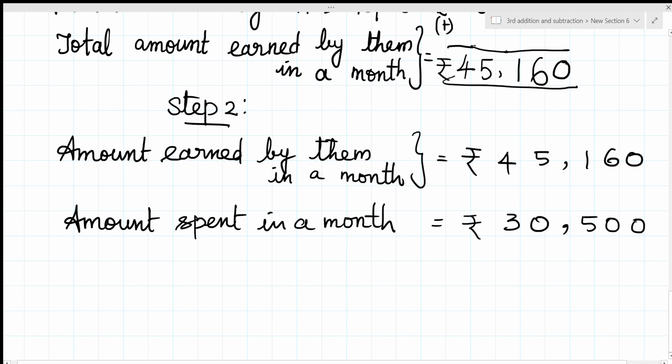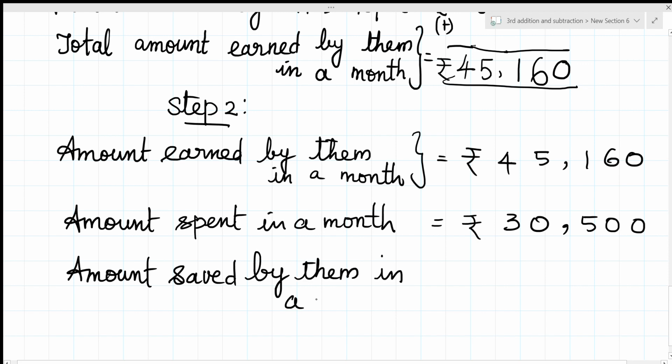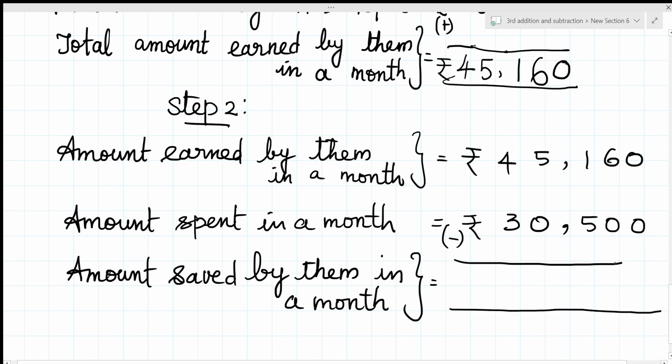And finally, what we want to find? Amount saved by them in a month. So to find the saved amount, we want to subtract this. Write down the place values first: ones, tens, 100, 1000 and 10,000. Look at the ones place. Both the numbers are 0. So if you subtract, you will get 0.